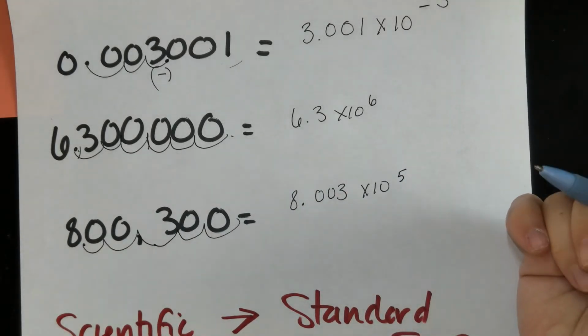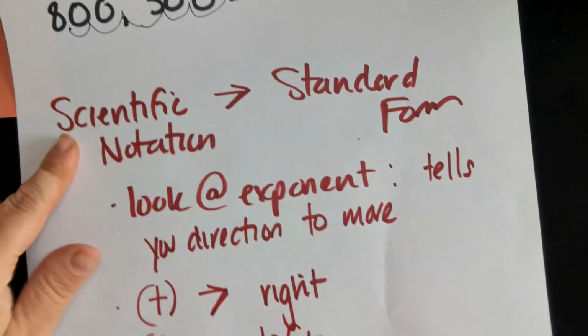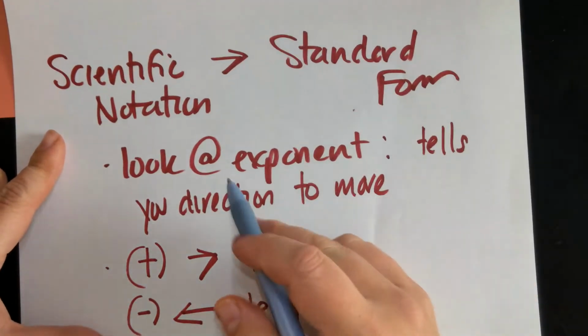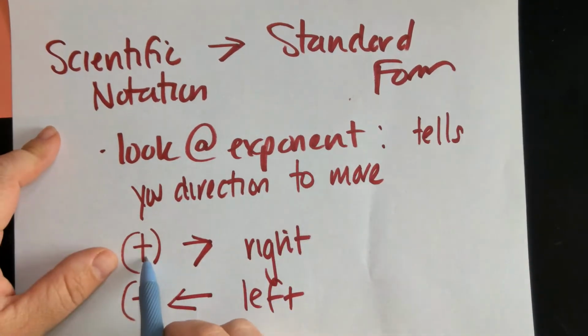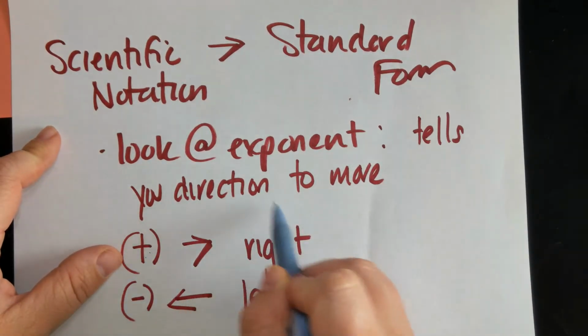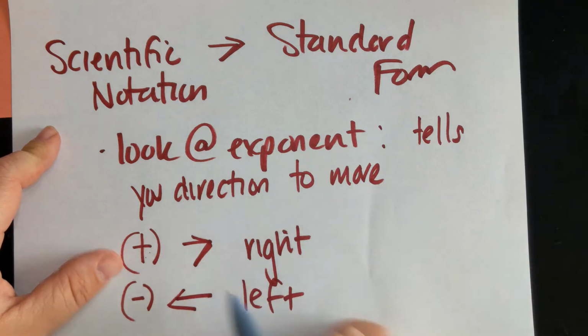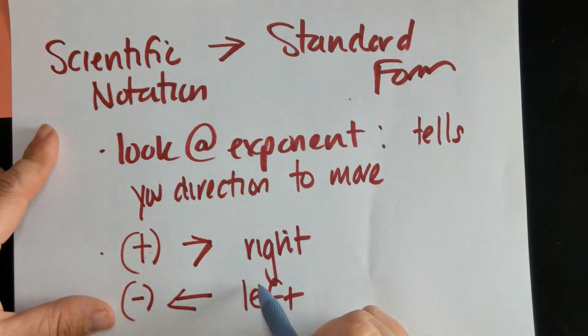Okay. Some little hints about going from scientific notation to standard form. Look at your exponent. It's going to tell you the direction that you need to move. If the exponent is positive, you're going to move your decimal point to the right. If your exponent is negative, you're going to want to move it to the left.